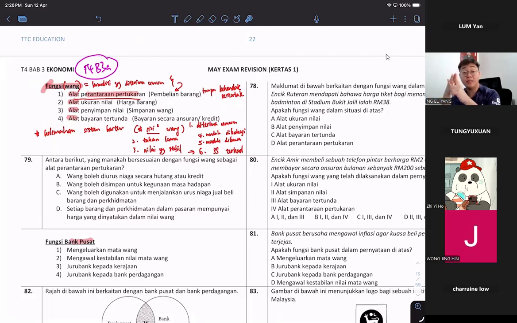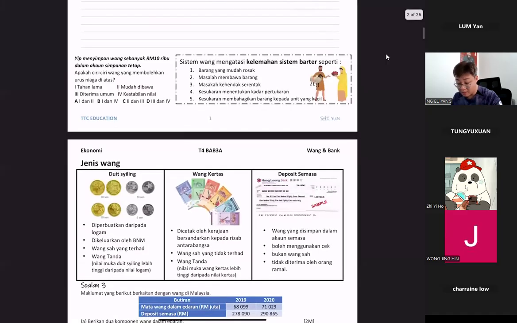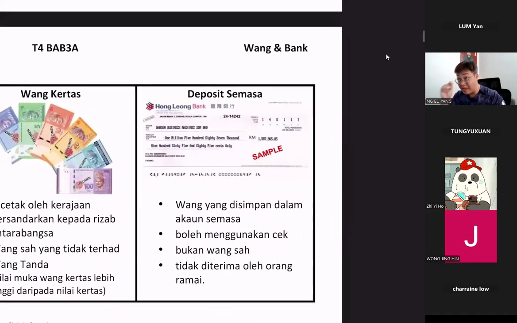Okay, so the other one, what is wang tidak sah? Guys, remember the keyword is wang tidak sah. It's not wang tak sah. Yeah, so wang bukan wang sah. Only use bukan wang sah, because the SPM marker is different from a school teacher. If your school teacher is strict, then the SPM marker is going to be way stricter. So that's why I just try to memorize every single keyword from the textbook only. So bukan wang sah is a deposit master.